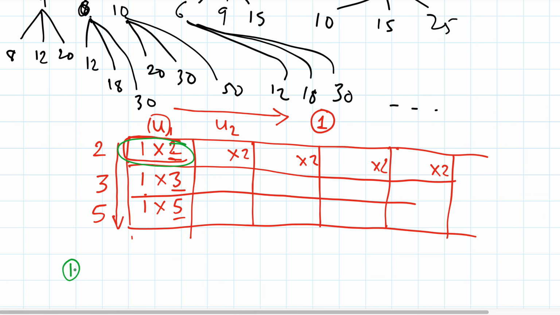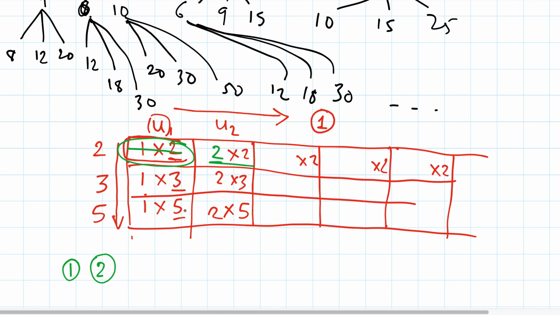So first was 1, then we pick the minimum of this table which is not printed, which is 2. So we mark this out and we move here. Now we know u2. So we can put u2 here as 2. So 2 times 2, 2 times 3 and 2 times 5.